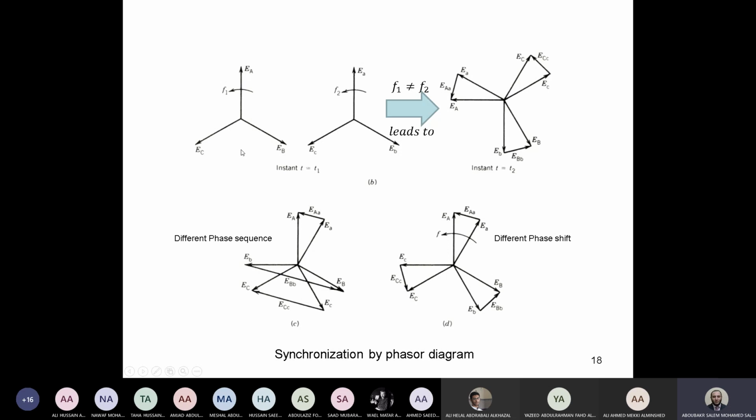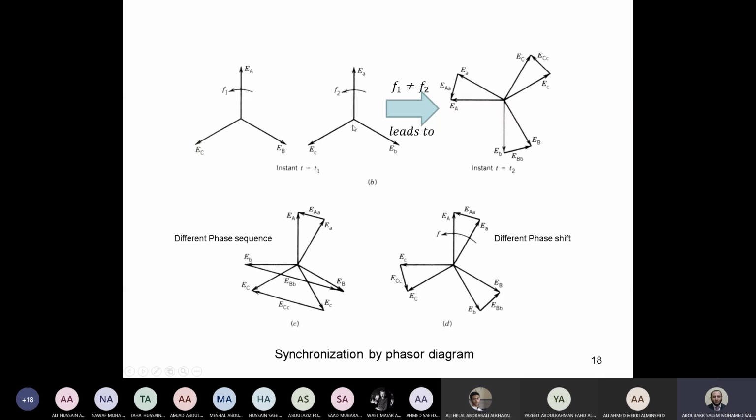Now here, if we have first source number 1 in capital letters, and here small letters, the same directions. However, frequency is not the same. As you can see, this is at instant T1, and at another instant there will be a phase shift, and there will be a voltage drop. So here we cannot connect the sources in parallel either. But for this shape, what is the condition which is not fulfilled here?